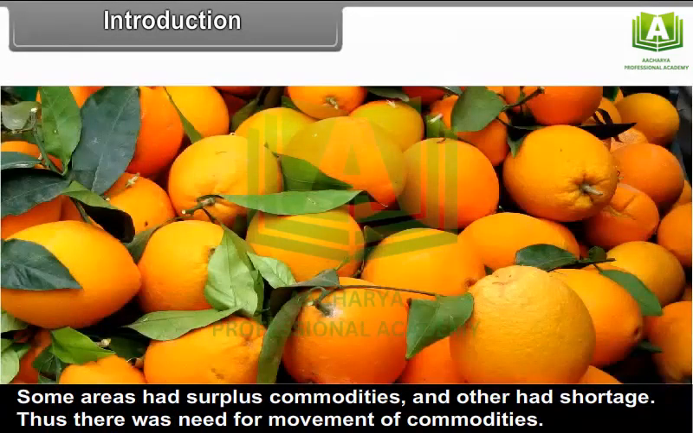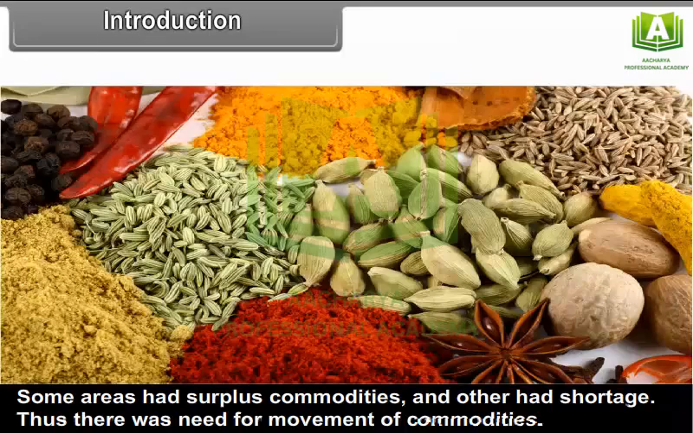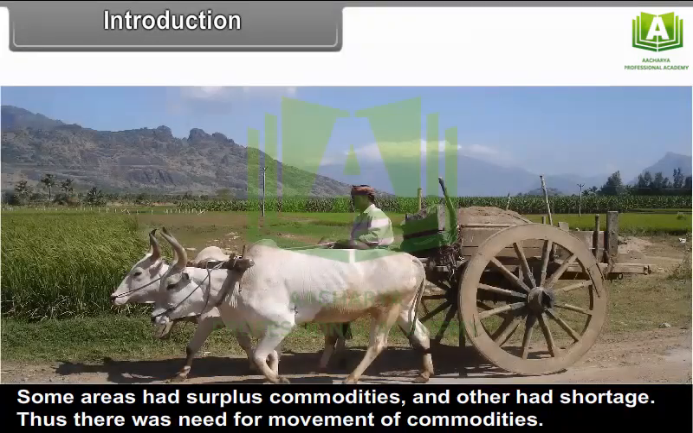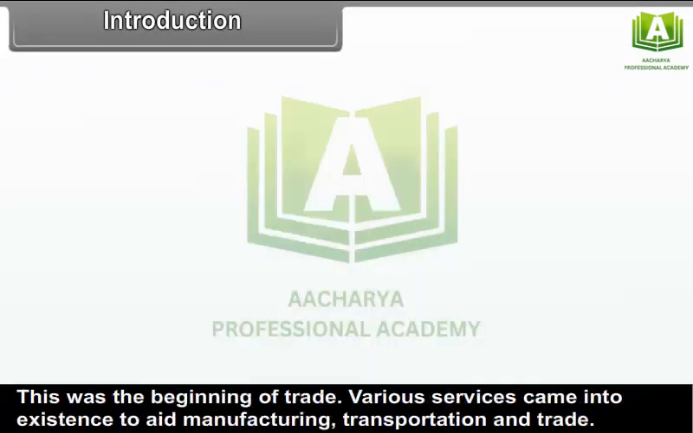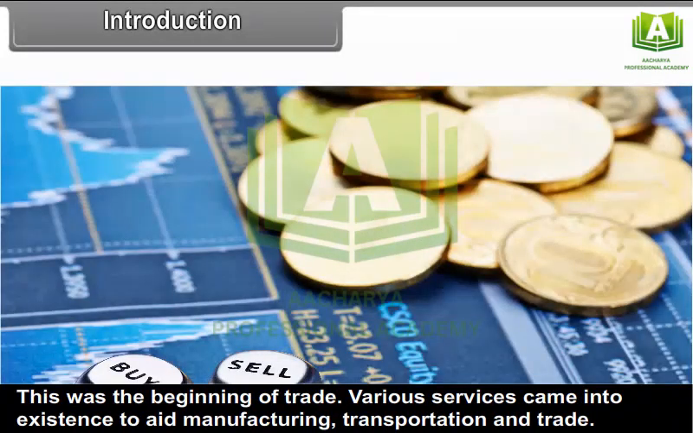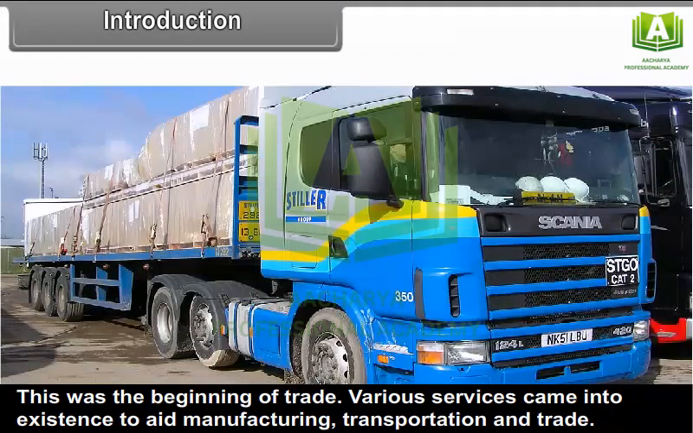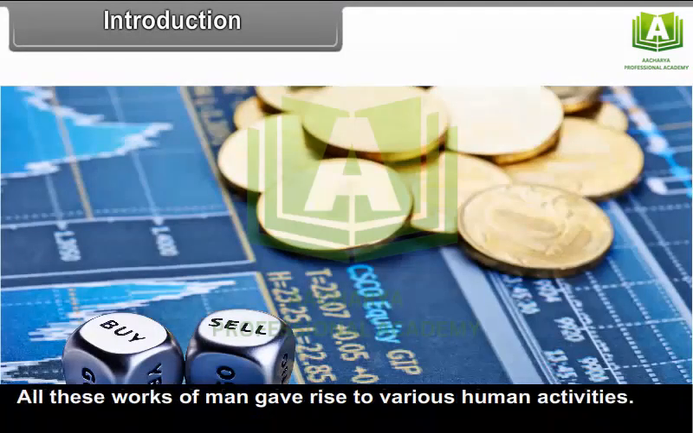Some areas had surplus commodities and others had a shortage. Thus, there was a need for movement of commodities. This was the beginning of trade. Various services came into existence to aid manufacturing, transportation and trade. All these works of man gave rise to various human activities.